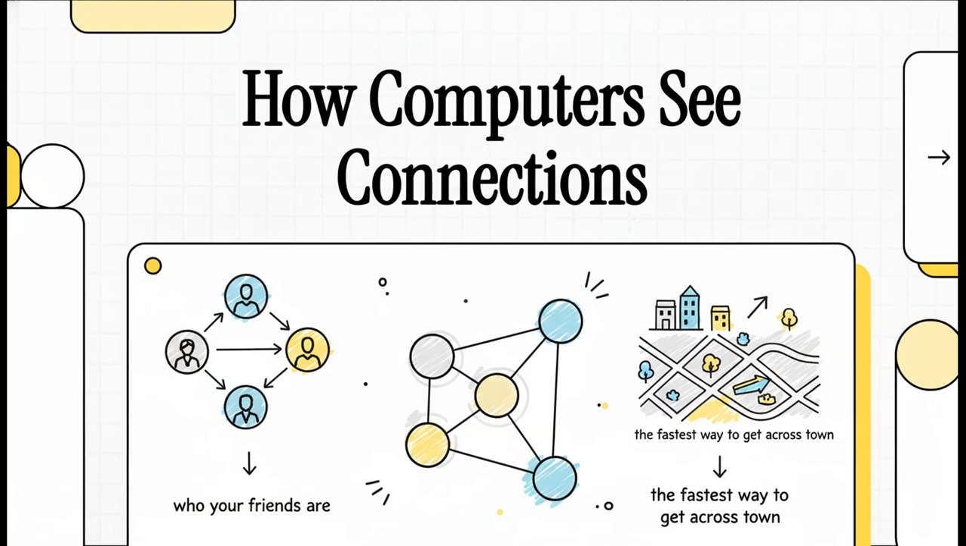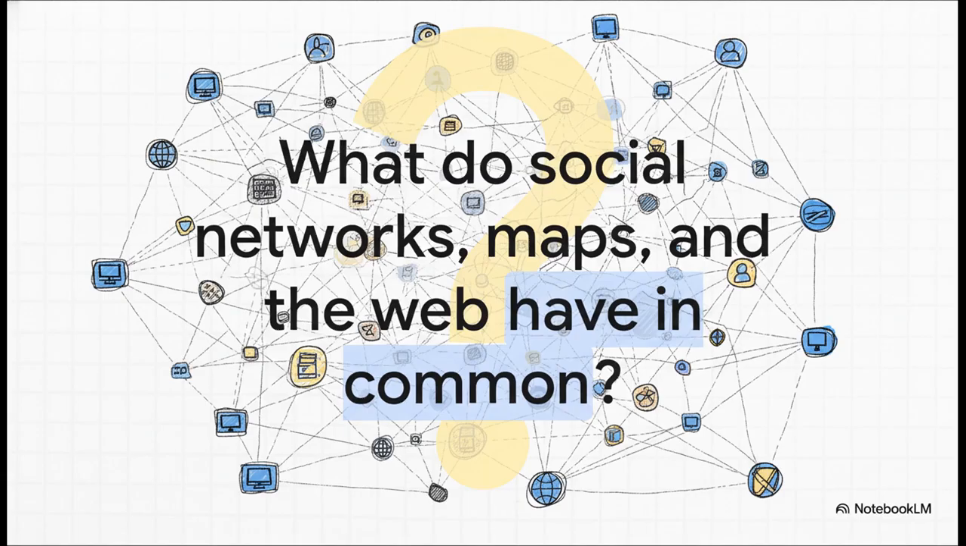We're going to talk about something pretty fundamental today. How do computers actually see relationships? I'm talking about everything from your social network to the fastest way to drive across town. It all boils down to one core idea. So what do they all have in common? Well, the answer is pretty simple, right? They're all networks. At their heart, they're just these huge sprawling webs of connections.